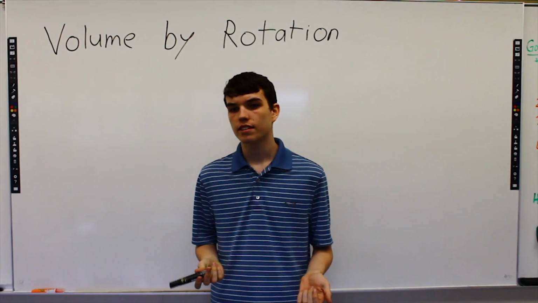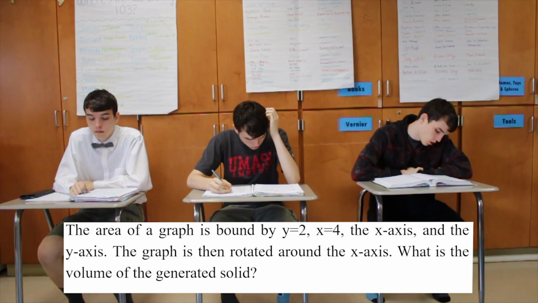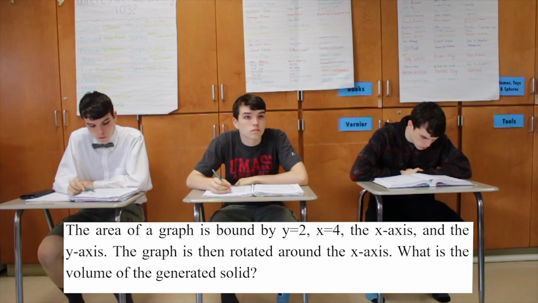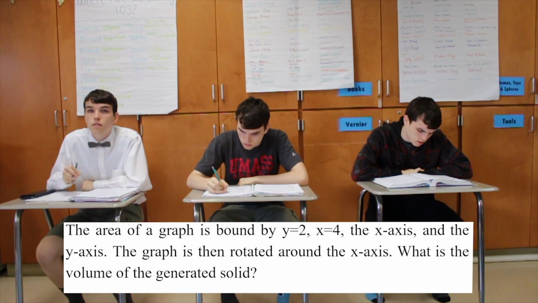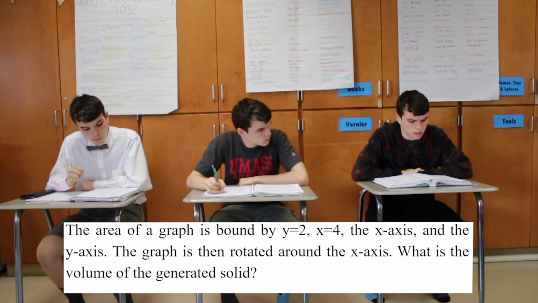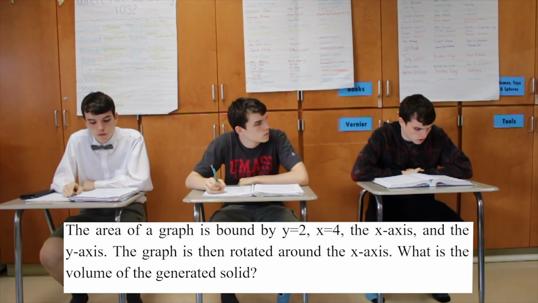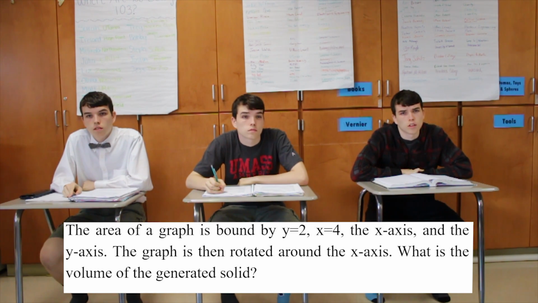Mo, could you please read the example problem? The area of a graph is bounded by y equals 2, x equals 4, the x-axis, and the y-axis. The graph is then rotated around the x-axis. What is the volume of the generated solid?